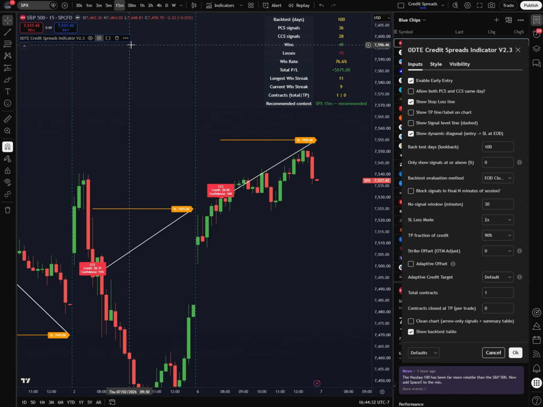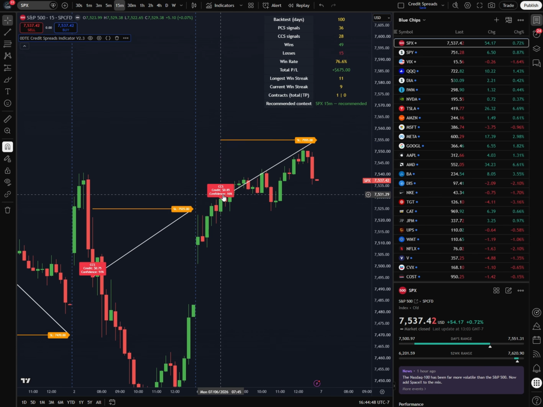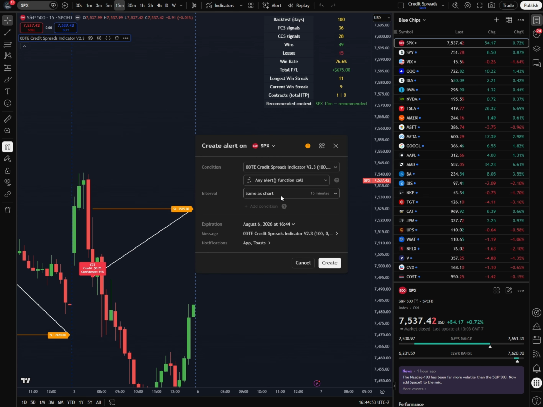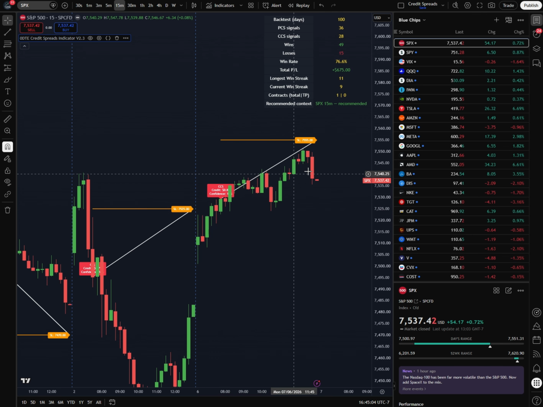And the nice new thing about this update is that when you do alerts, you can do alerts for just put credit spreads, call credit spreads, stop loss, or take profit. But then I also added these, the diagonal hit or the signal line hit. So you can set an alert for after you get into a position. You can set an alert for, hey, I want to know when price hits my diagonal. I can either do it right away, or wait for the bar to close. However you want to do it, it's up to you. So you can set that alert. So if the alert goes off, obviously take a look. If it doesn't ever go off, then you're sitting pretty good.